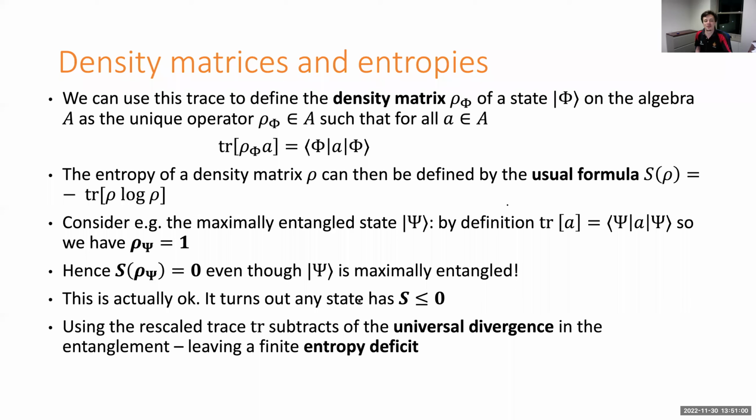So what's happening here is the following. Because this trace should be thought of as being infinitely renormalized, infinitely rescaled, the density matrices are also getting infinitely rescaled. If the density matrix is infinitely rescaled, the log of the density matrix is infinitely shifted by an infinite constant getting subtracted. What that's doing is subtracting off this universal infinite divergence that all states have, and it's just leaving some finite number, which is the entropy deficit of that state relative to the maximally entangled state. So that's why it's less than or equal to 0.